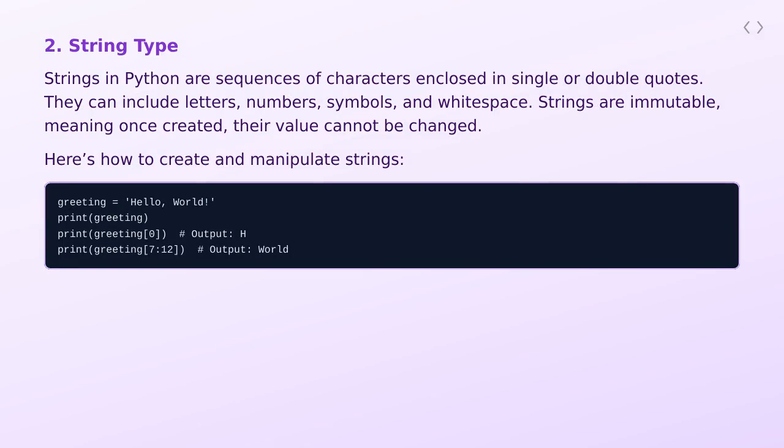Next, 2. String type. Strings in Python are sequences of characters enclosed in single or double quotes. They can include letters, numbers, symbols, and whitespace. Strings are immutable, meaning once created, their value can't be changed. Here's how to create and manipulate strings. See the example on this slide. Pause if you want to study the details.